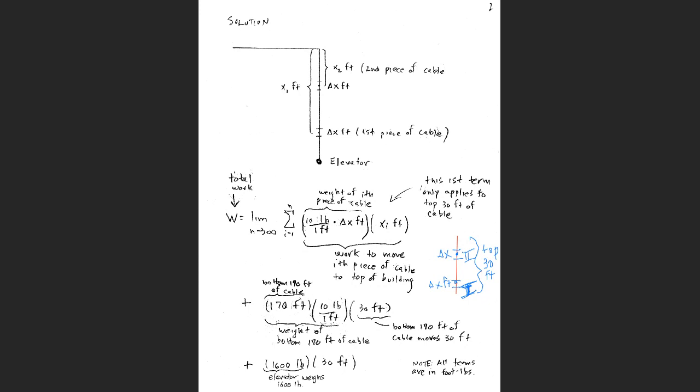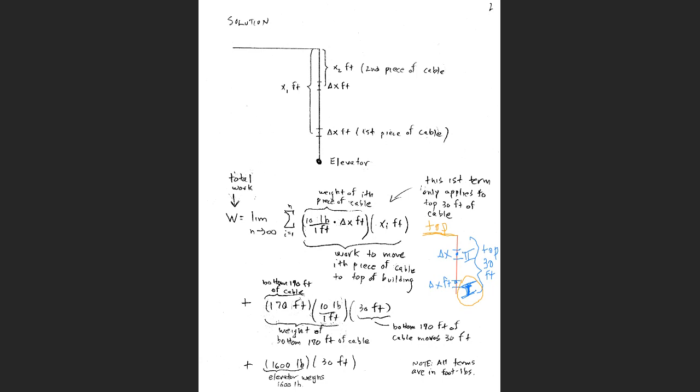That's right, Tosh. That's right, Javier. The cable piece 1 is going to take more work to bring to the top of the building because it's further away. It's further away from the top here. Here's the top of the building. Cable piece 1 is further away from the top.